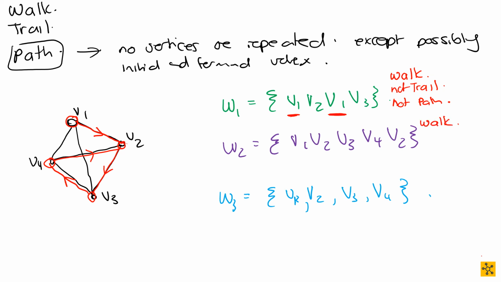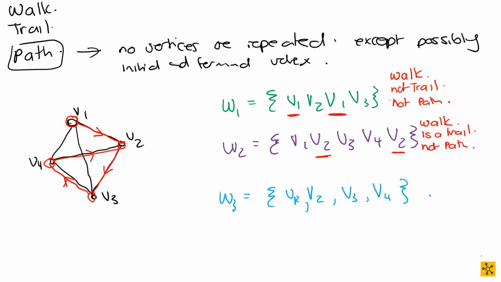Is it a trail? Now, you can immediately look here, there are only arrows going in one way. So that is a trail, there's no repeated edges. Is it a path? So, a path, no vertices are repeated except possibly the initial and terminal vertex. So here you have V2 being repeated. So it's not a path.